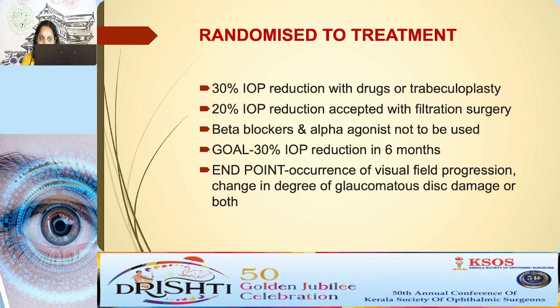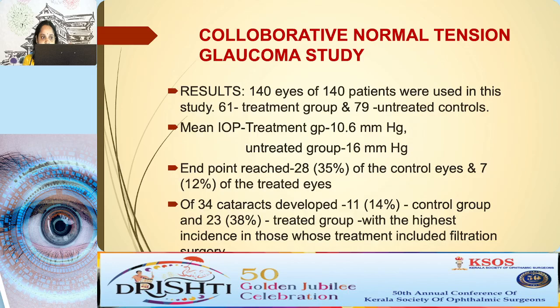Those who were randomized to treatment underwent 30% IOP reduction with drugs or argon laser trabeculoplasty, and 20% IOP reduction with filtration surgery. Beta blockers and alpha agonists were not used, and the goal was to reduce the IOP by 30% in 6 months. The endpoint is the occurrence of visual field progression, change in the degree of disc damage, or both.